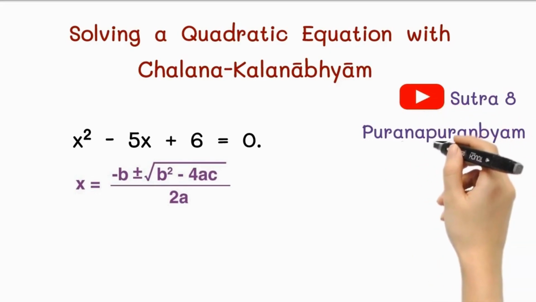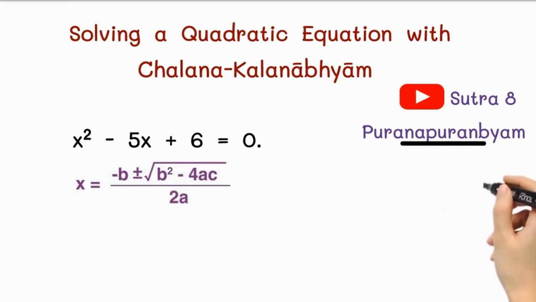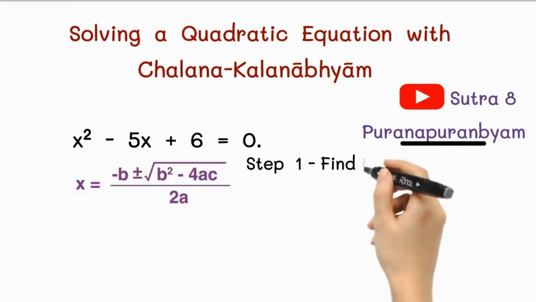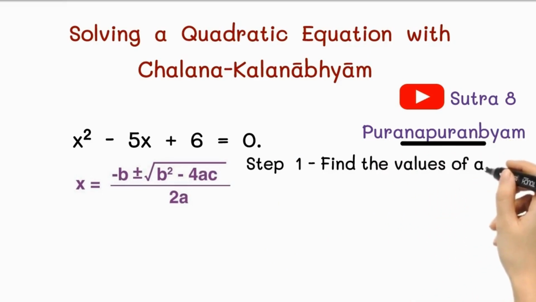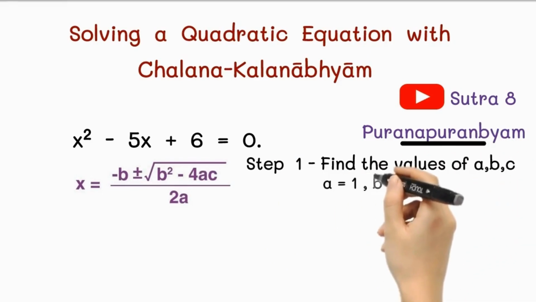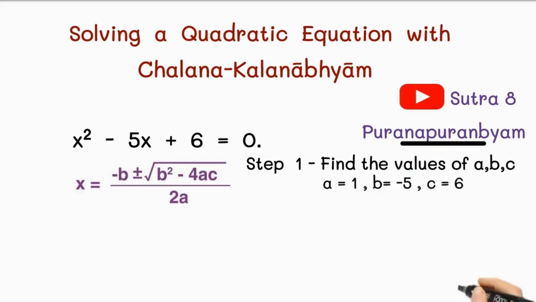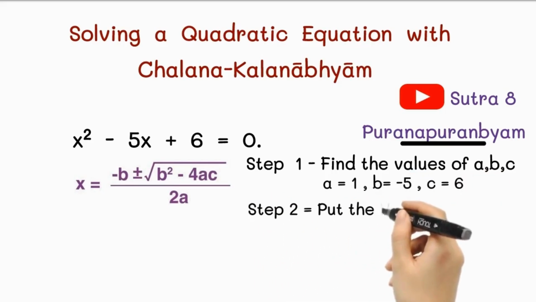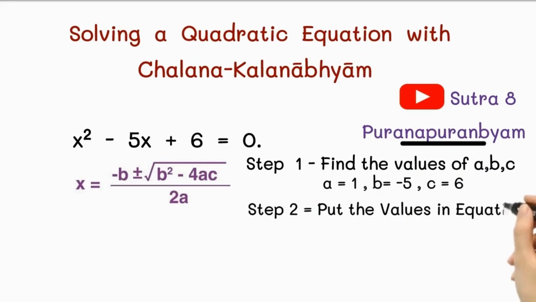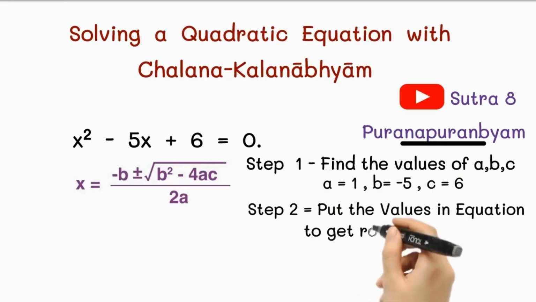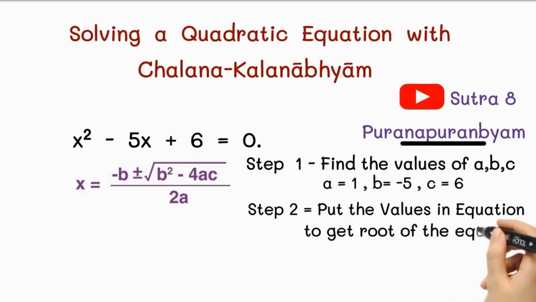For Chalana Kalanabyam Sutra, we will use the same strategy as the previous one. So let's find out the value of a, b and c. So a is equal to 1, b is equal to minus 5, c is equal to 6. Now, by putting the values of a, b, c in the sutra, we will get the root of the given quadratic equation.